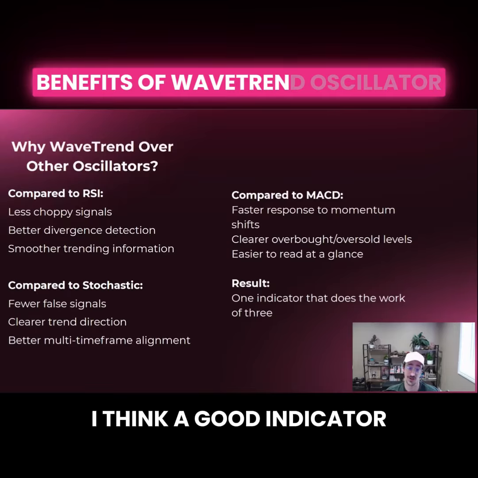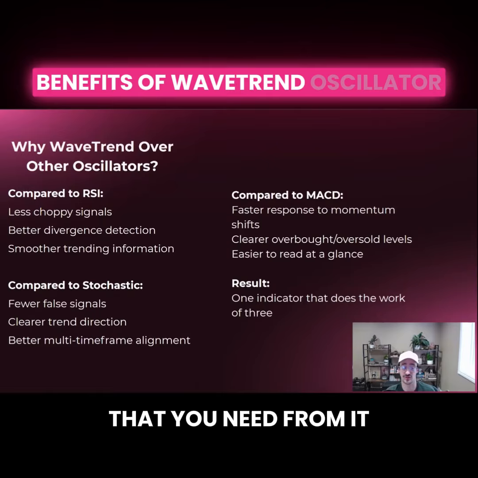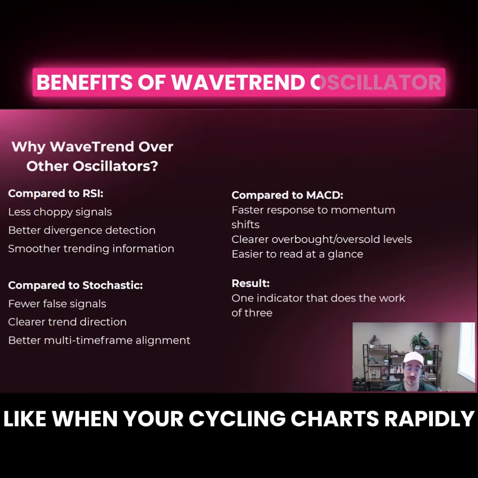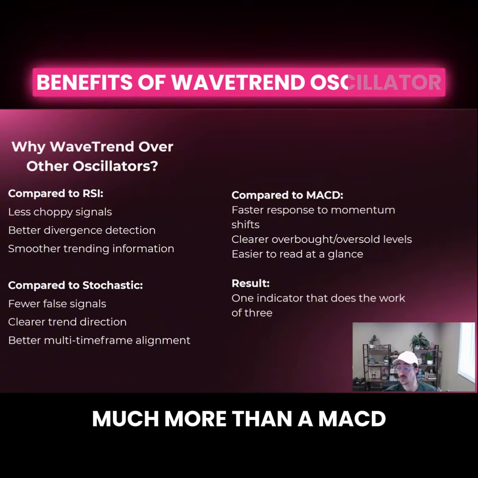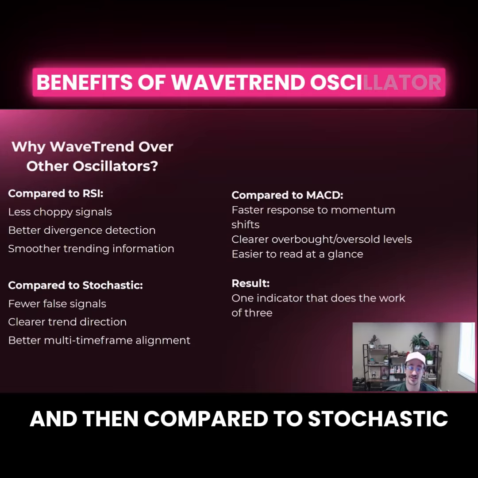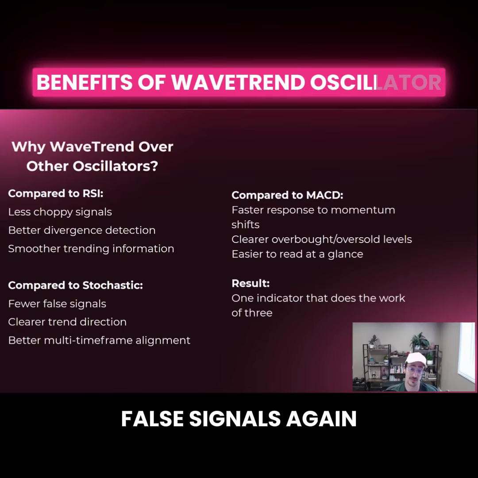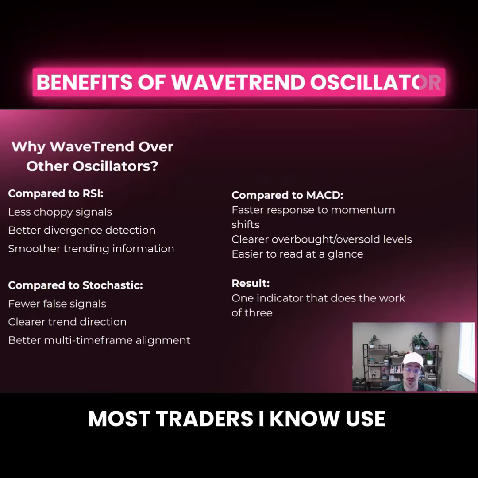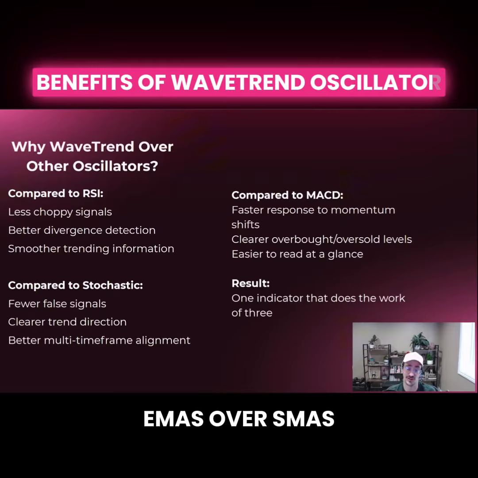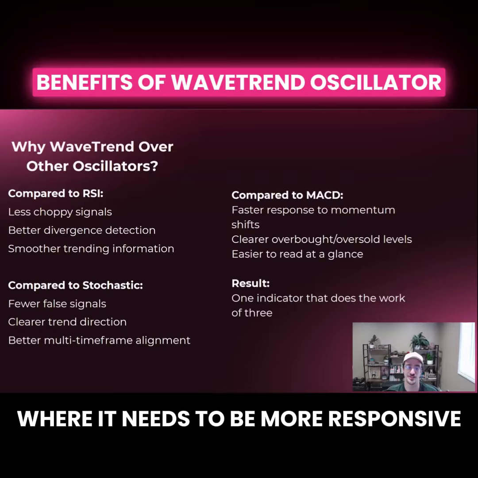I think a good indicator gives you the information that you need from it as fast as possible. Like when you're cycling charts rapidly, you want it to jump out at you. So for the WaveTrend, this jumps out at me much more than a MACD or anything like that. And then compared to stochastic, you're just going to get fewer false signals, again, because of the smoothness of the trends. And same thing with the trend direction. The smoothness really does help. And there's a reason why most traders I know use EMAs over SMAs for any short-term action where it needs to be more responsive.